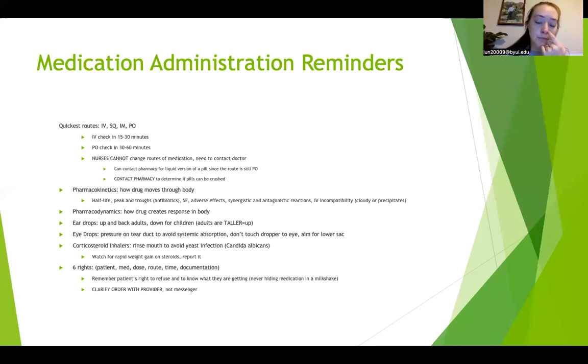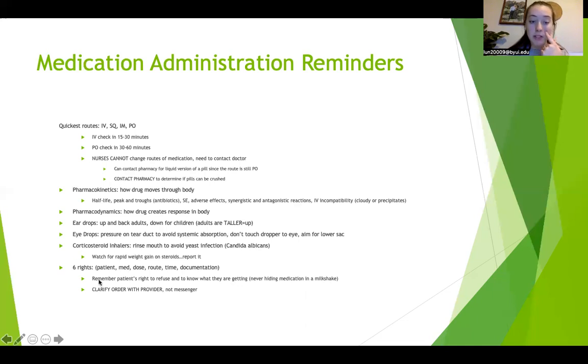Let's see, corticosteroid inhalers. We want to rinse the mouth afterwards so that there's no Candida albicans infection, so yeast infection. Also with corticosteroids, we're watching for rapid weight gain. So report rapid weight gain if they're on steroids.